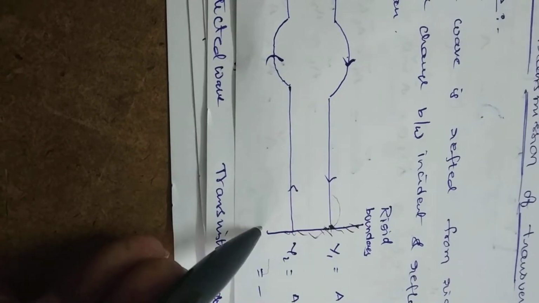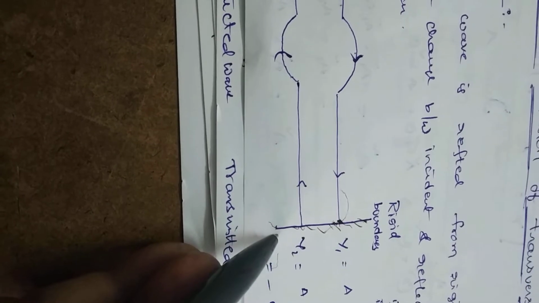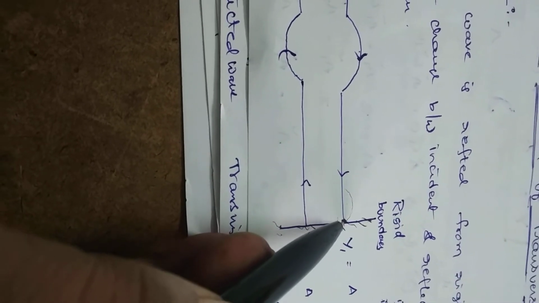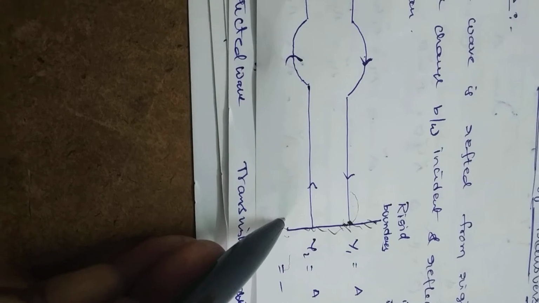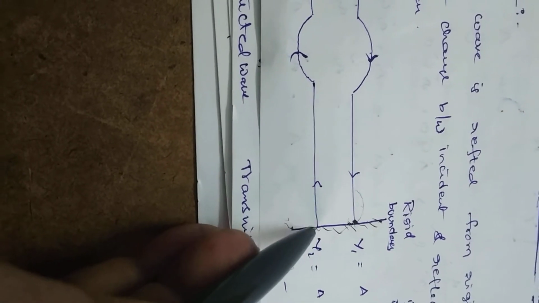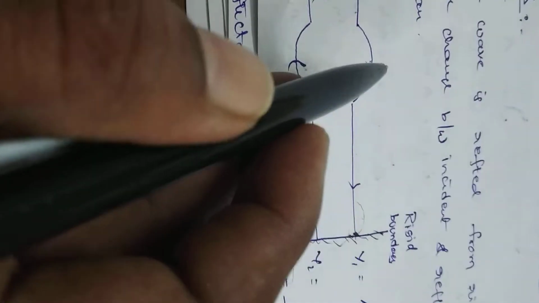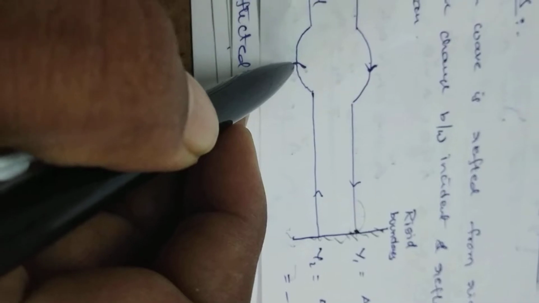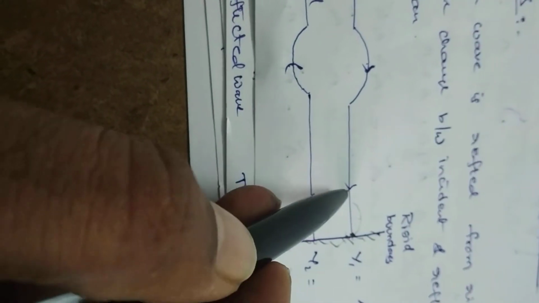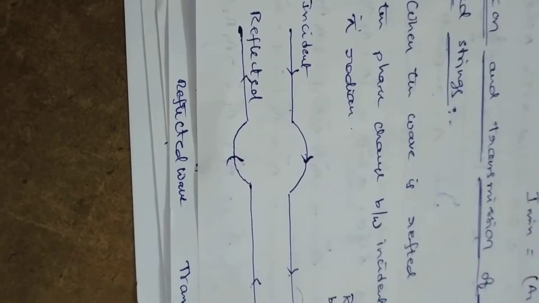As the wall is rigid, there is no movement of the wall. That's why at this point the wave will be inverted. That means the crest will be reflected as a trough. Crest will be reflected as a trough, which means the phase difference between incident wave and reflected wave is equal to pi radians or 180 degrees.